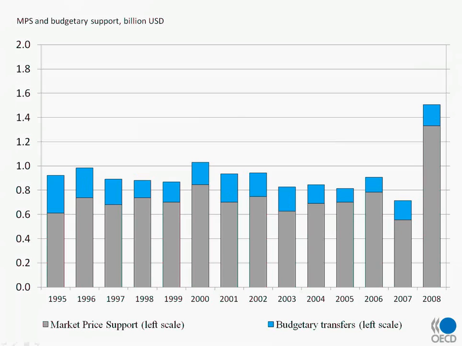The budgetary transfers shown in blue comprise policy measures that provide payments to farmers. In Israel, such payments include subsidies to reduce the price of water used by farmers, as well as to diminish the cost of on-farm investment. The figure shows that support to Israeli agriculture producers is largely provided through market price support policies.